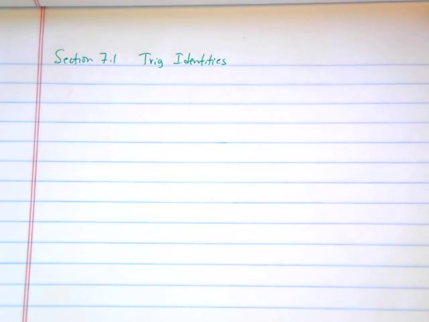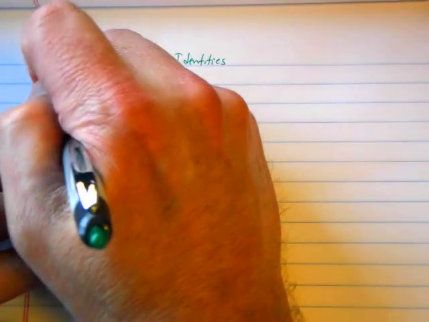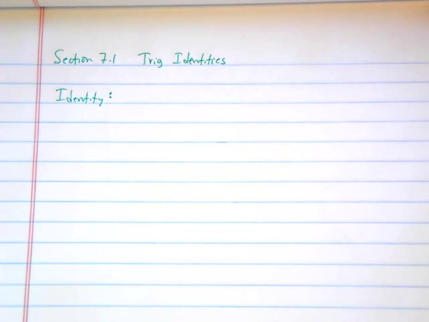All right, today we move into Chapter 7. Section 7.1, we're going to start looking at trig identities, and we'll have several sections involving trig identities. First off, what is an identity? Anybody tell me what an identity is? Do you know any identities?